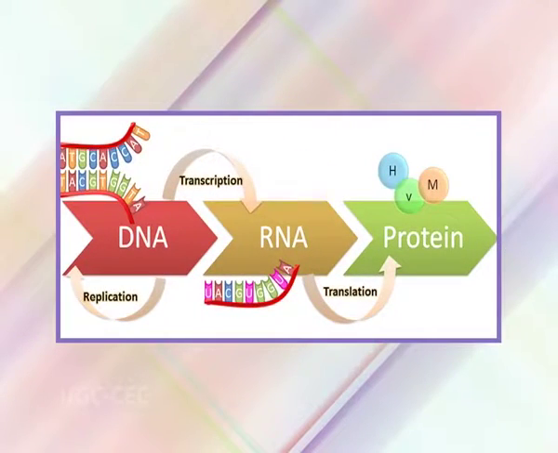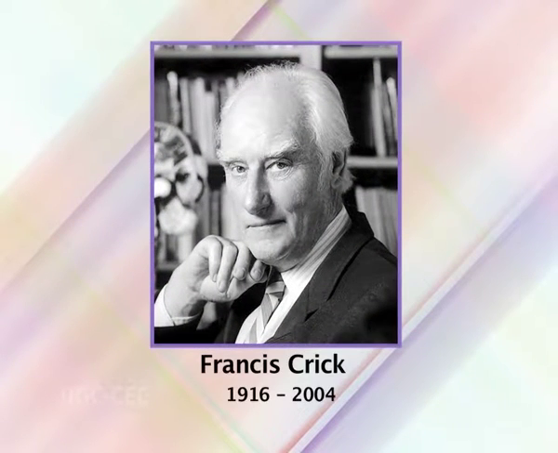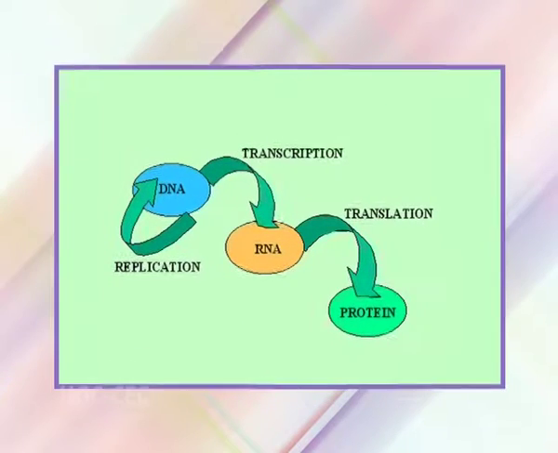The synthesis of functional proteins ultimately determines an organism's traits, which is called the central dogma of genetics, or also called the central dogma of molecular biology. It was first proposed by Francis Crick in 1958. It forms a cornerstone of our understanding of genetics at the molecular level. The flow of genetic information occurs from DNA to mRNA to polypeptide, which forms a functional protein.